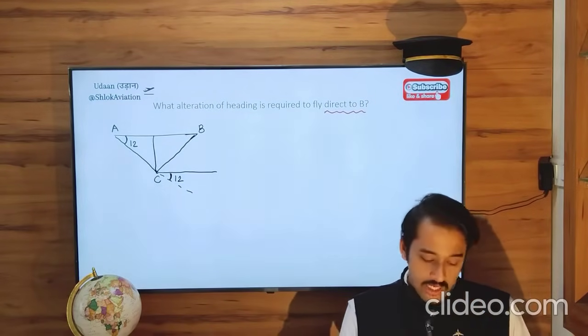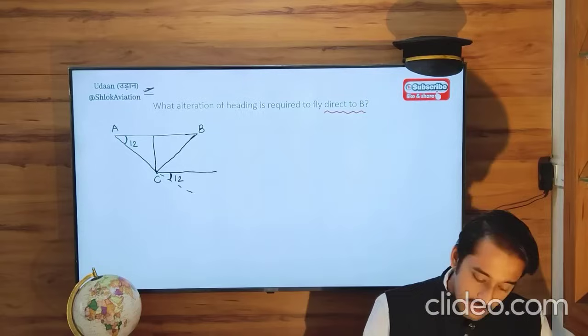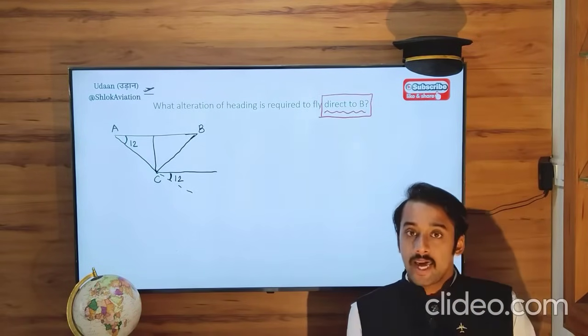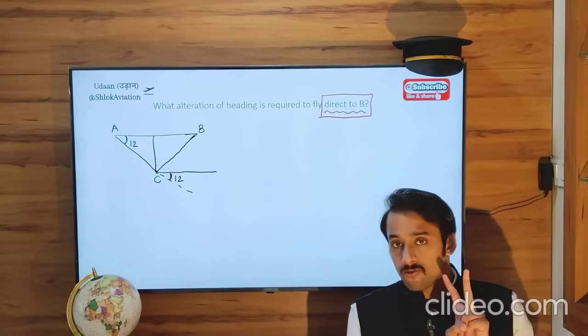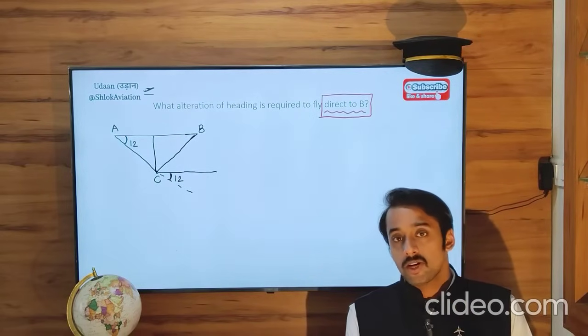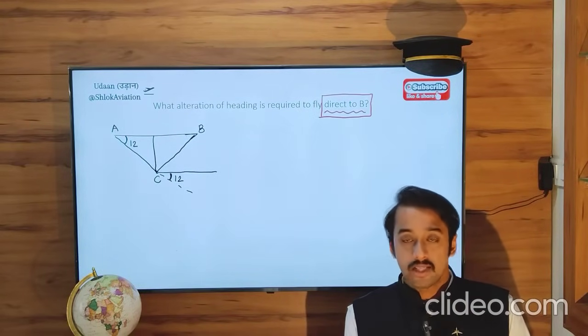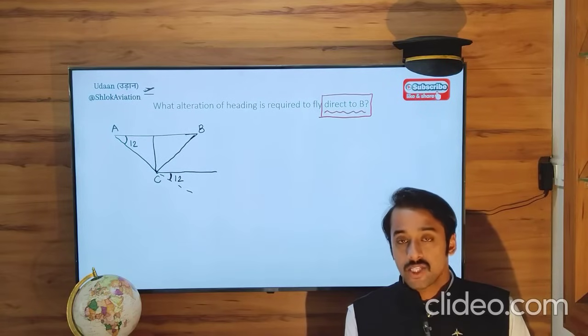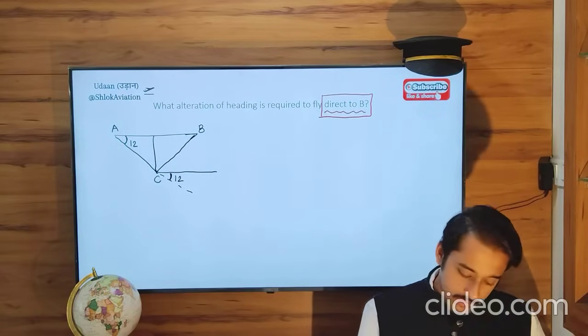Why we have to calculate closing angle? Because here they have mentioned that you have to fly directly to B. Now when you have to fly directly to B, you will use out of two methods. The first one is double track error method and the second one is track error and closing angle method. Out of these two methods, you will use the second method, which is track error and closing angle method.